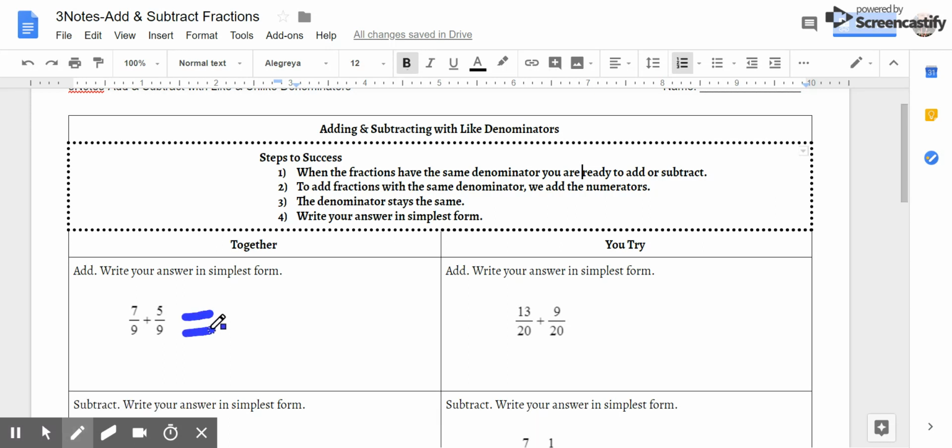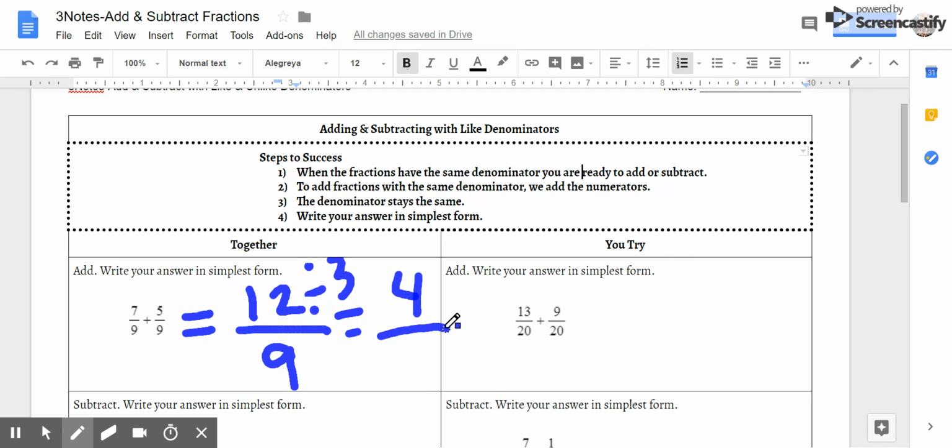So I see that my denominators are the same, so I add 7 plus 5 is 12 over 9. And then I just need to simplify. So again, to simplify, I think, what is the biggest number that can be divided by both 12 and 9? The answer to that is 3. So 12 divided by 3 is 4. 9 divided by 3 is 3.